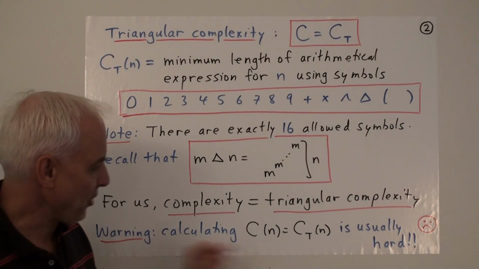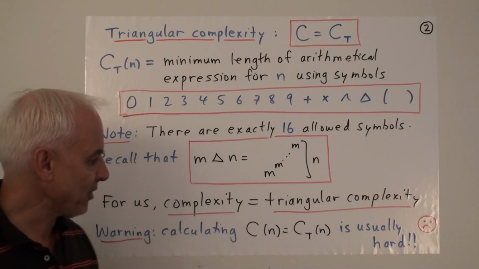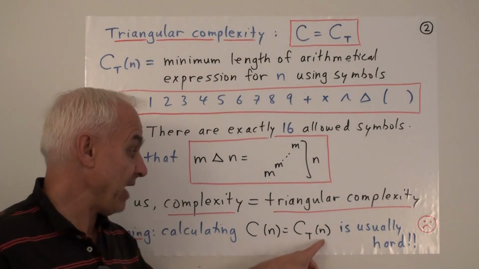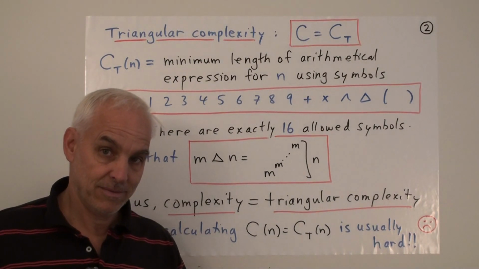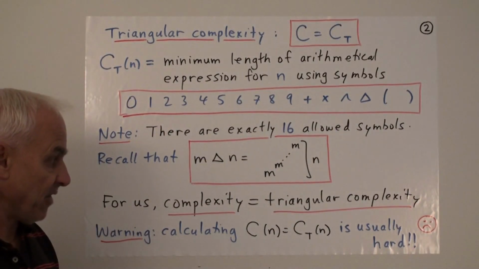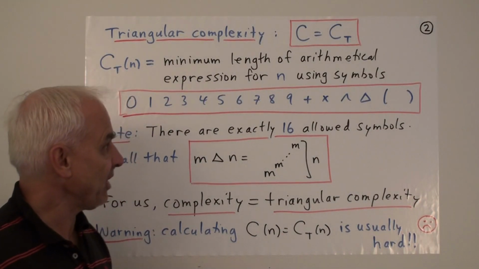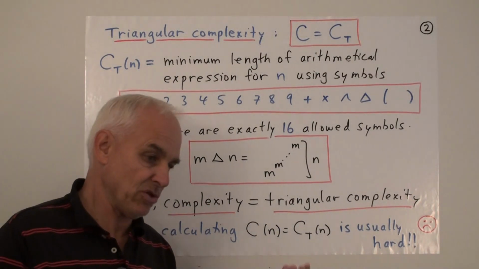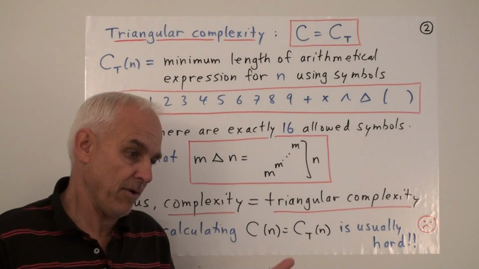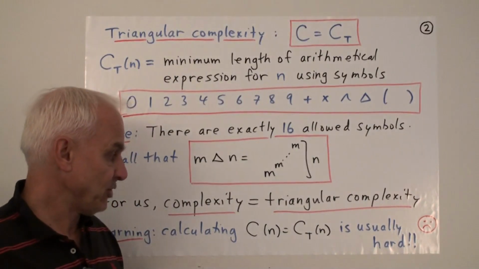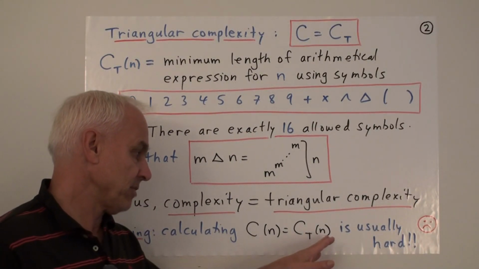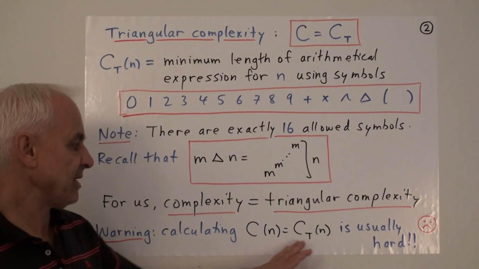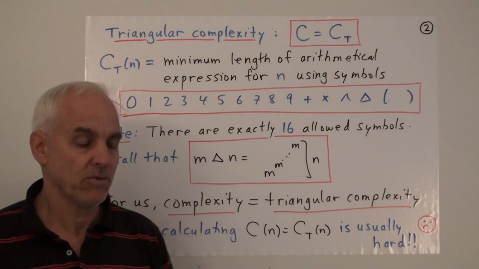All right, so a word of warning here: this notion of complexity, this triangular complexity, is in general quite hard to calculate, particularly if n is rather big. If n is very big, then there are all kinds of possibilities for using powers and combinations of powers and combinations of exponentials and triangles and just ordinary multiplications and sums and so on to cook up n. But for smaller n's, like let's say 1 to a billion or maybe a trillion, we'll see that this is not that hard in general.